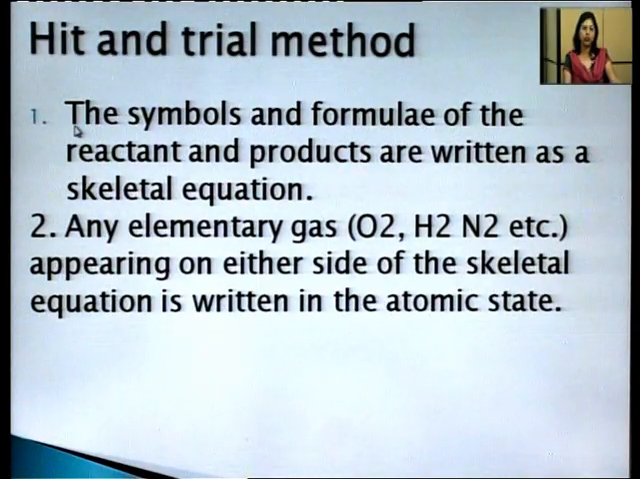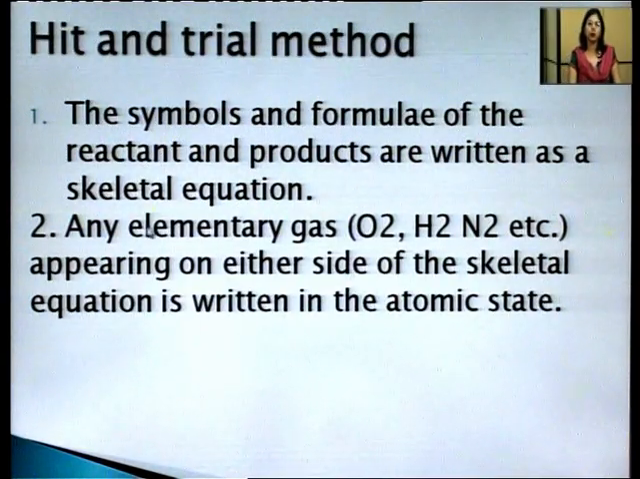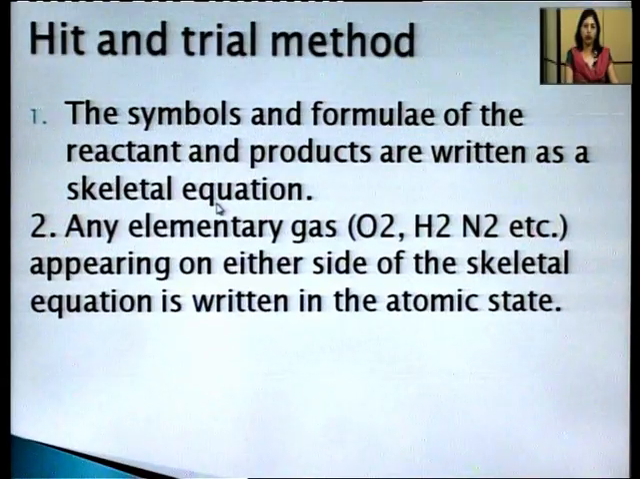In the first step, the symbols and formulae of the reactants and products are written as a skeletal chemical equation. That means, in the first step, just write down the unbalanced equation which is represented by their symbols and formulae.